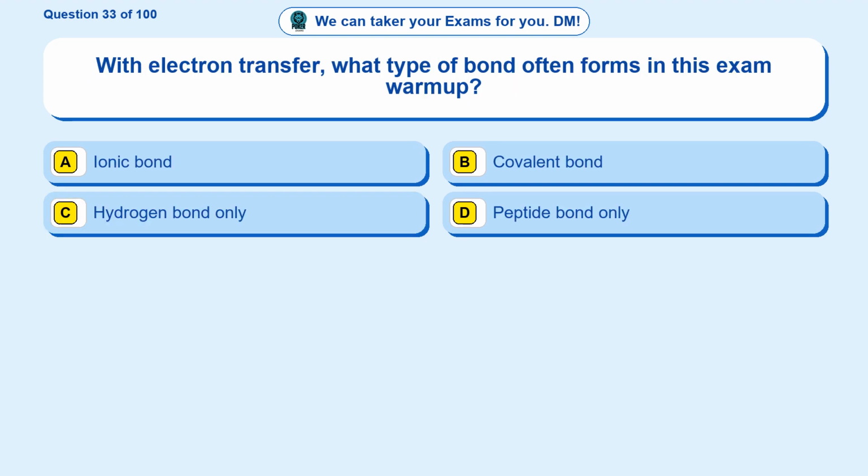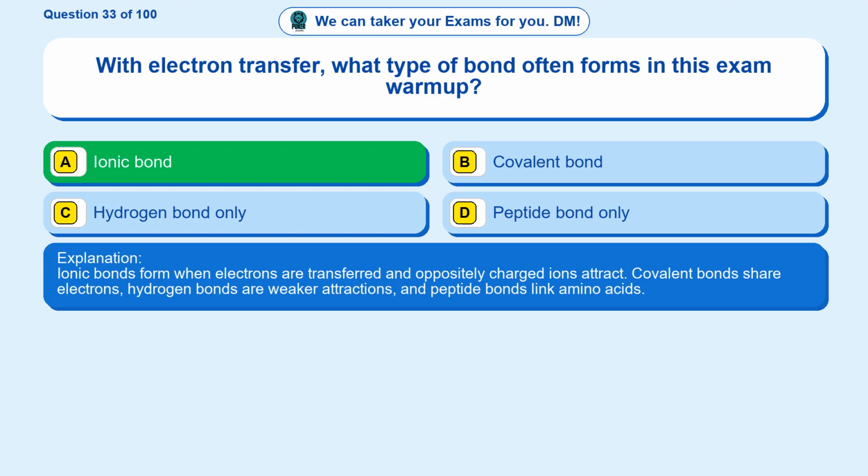Question 33. With electron transfer, what type of bond often forms in this exam warm-up? Option A, ionic bond. Option B, covalent bond. Option C, hydrogen bond only. Option D, peptide bond only. The correct answer is option A. Ionic bond. Ionic bonds form when electrons are transferred and oppositely charged ions attract. Covalent bonds share electrons, hydrogen bonds are weaker attractions, and peptide bonds link amino acids.